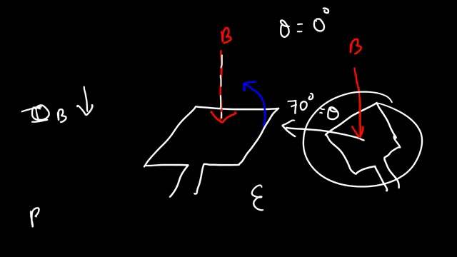You can change the magnetic field, you can increase it or decrease it, doesn't matter. You could change the area of the coil by stretching it or compressing it, or you could change the angle between the magnetic field and the normal line. If you change the angle, then the flux changes and there's going to be an induced EMF in the coil.